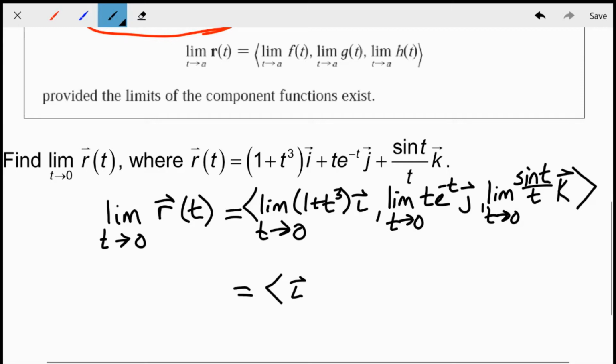For the J component, when I take the limit of that as t approaches 0, I have 0 divided by 1, so it's just going to be 0. And I guess I should probably write it this way. I'll just write it as 1, 0, and 1. Because remember, the limit as t approaches 0 of sine t over t is 1.